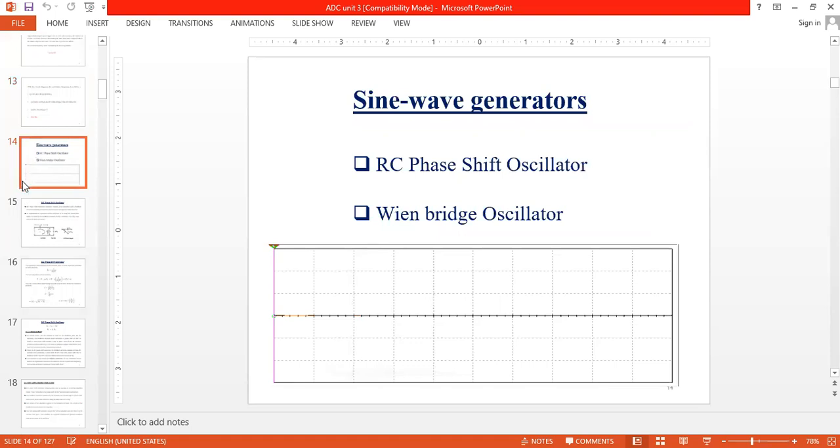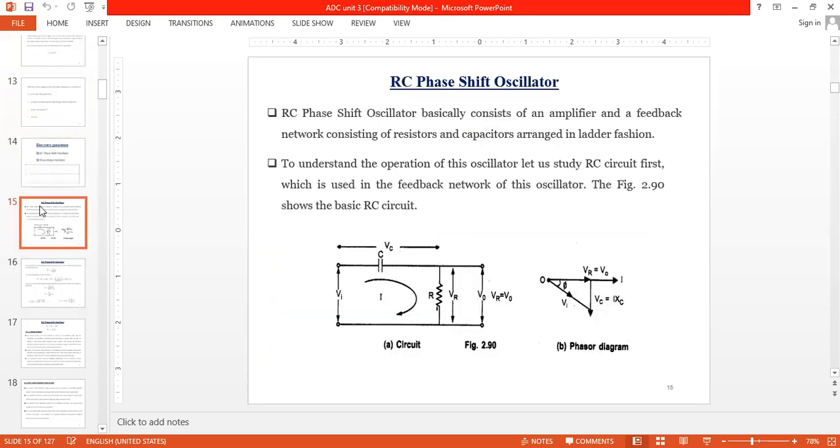So next one, sine wave generator. Here we are going to discuss the RC phase shift oscillator and the Wien bridge oscillator. The RC phase shift oscillator basically consists of an amplifier, and the feedback network consists of resistors and capacitors arranged in ladder fashion. To understand the operation of this oscillator, let us study the RC circuit first, which is used as the feedback network.